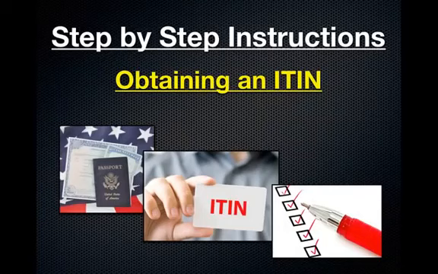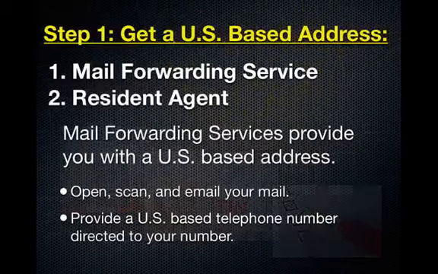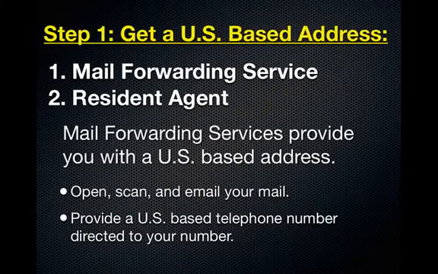So let's cover some basic steps on what you can do to obtain a taxpayer ID number. Step number one is to get a US-based address. Now, there are a couple of different ways that you can do this. There are mail forwarding services, or there are also what are called resident agents that you can oftentimes work with through some of the law firms that help to set up business entities for individuals. But a mail forwarding service or resident agent, they both provide very similar service, and that is that they will provide you with a US-based address.